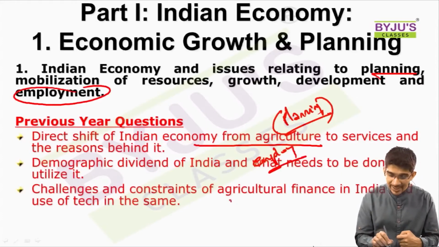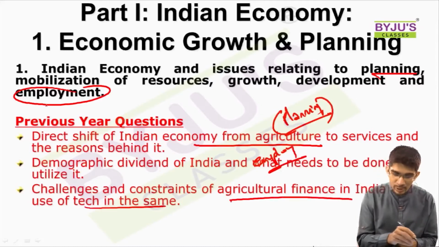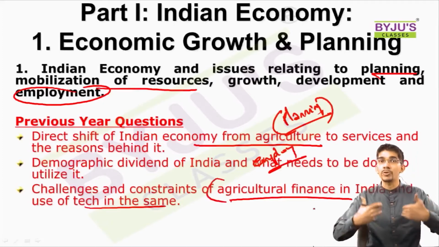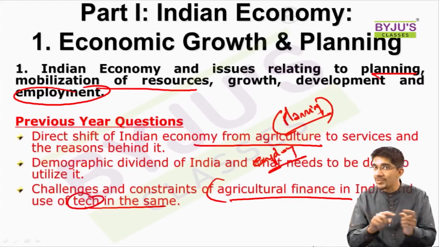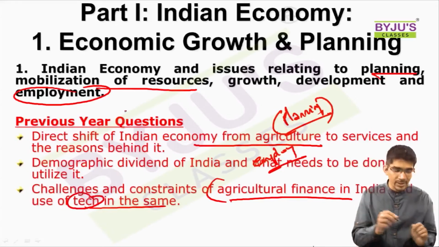Challenges and constraints of agriculture finance in India. Use of technology in the same. So this is about development and mobilization of resources. We have good resources available, but we are not utilizing the resources well. Here also there's an indication of linking to technology, which is linked to the science and technology part. So this is how questions are constructed from this part of the syllabus.